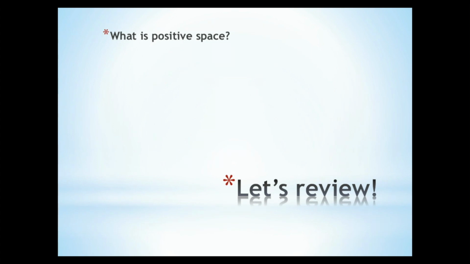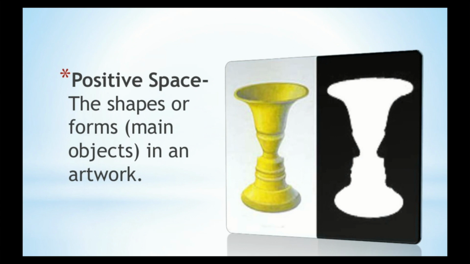What is positive space? Well, positive space is just the shape or the form in an artwork. It's the main focus. So when we're looking at this photo over here on the side of the slide, the one side has a yellow vase and then a white background. Which one of these, the yellow vase or the white background, would be the positive space? If you said the yellow vase, then you're correct. That's the main focus of that photo, so that would be the positive space.